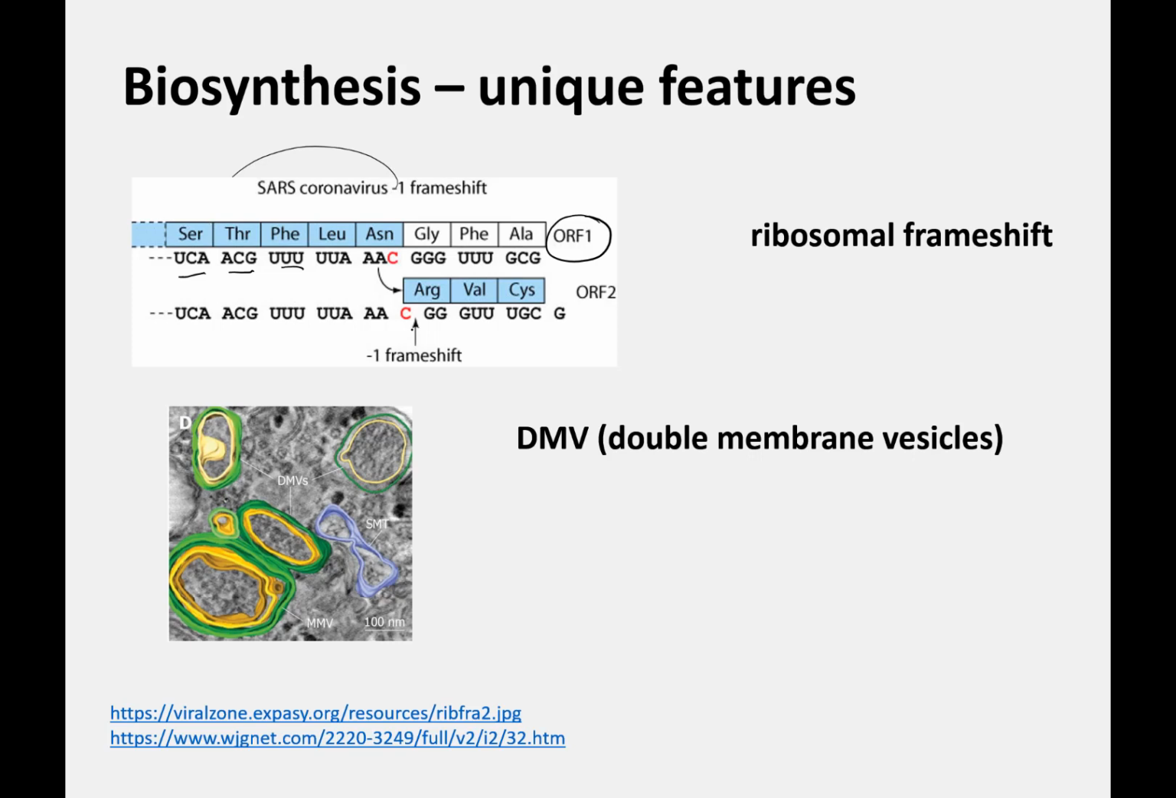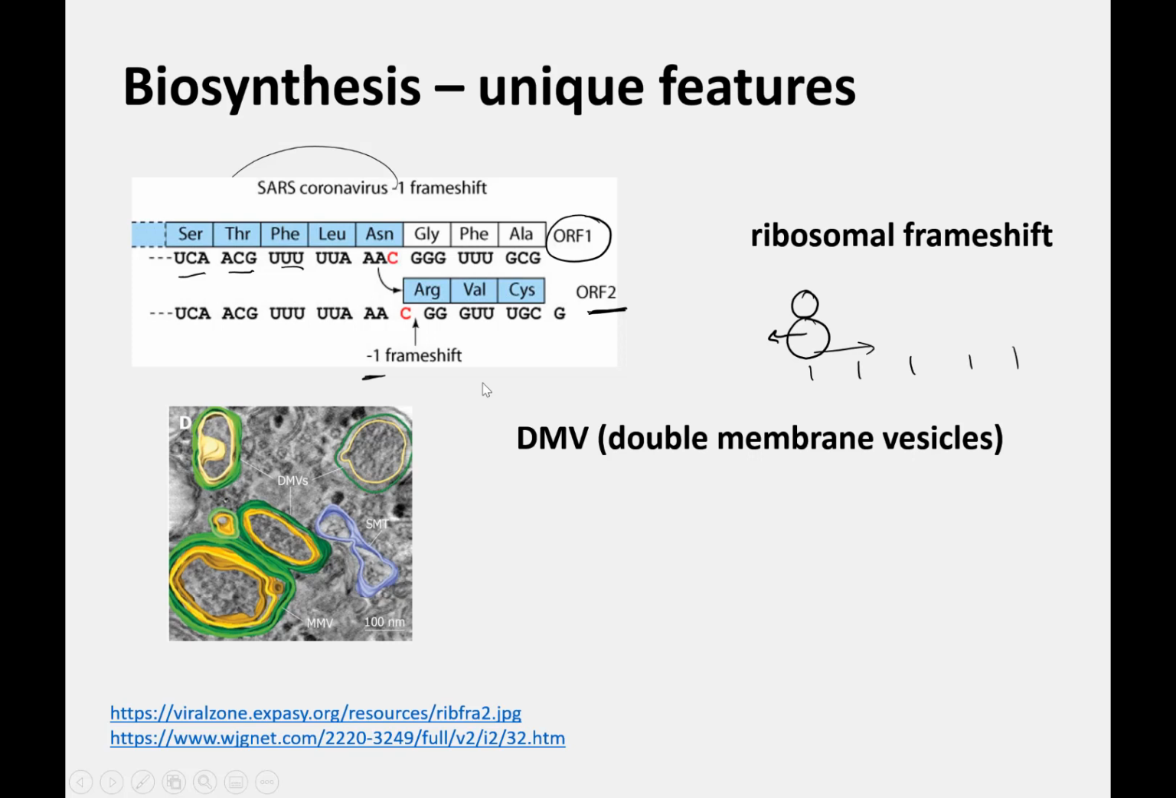Sometimes the ribosome will actually shift back one, so you can see the C is used twice, and that opens up the second open reading frame. So it's called a -1 frame shift because the ribosome, as it's translating, goes back 1 nucleotide and then makes a new group of 3.